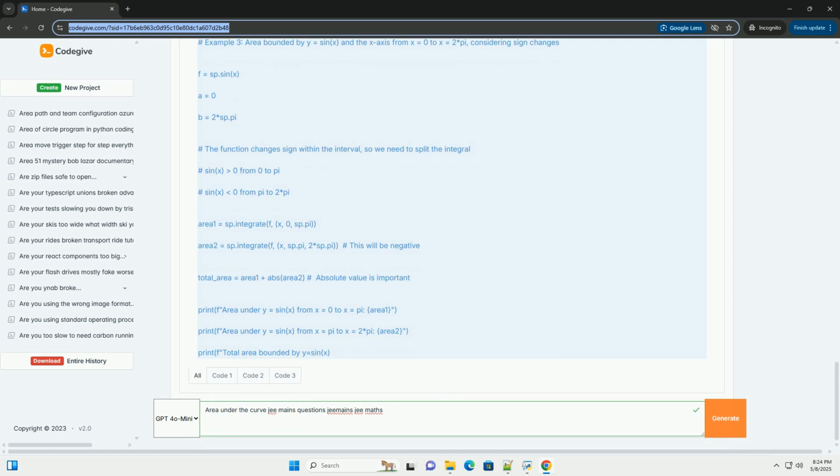Remember to sketch the region, find the intersection points, set up the integral correctly, and evaluate it carefully. Use the Python code examples to verify your answers. By mastering these concepts and practicing regularly, you can confidently tackle area under the curve problems in the GMain exam. Good luck! Remember, the key is practice and visualization.